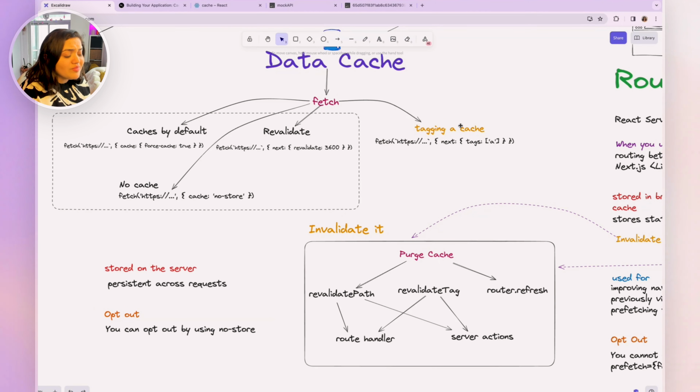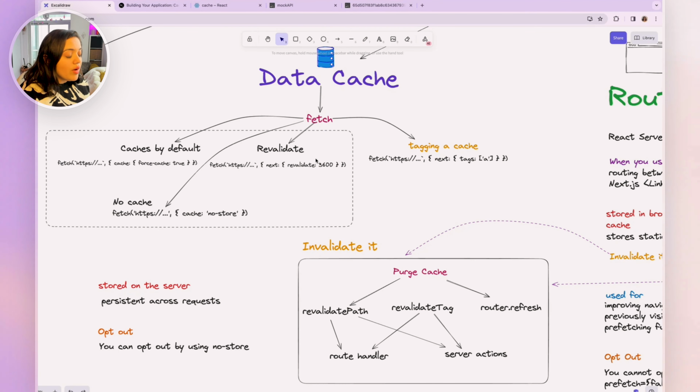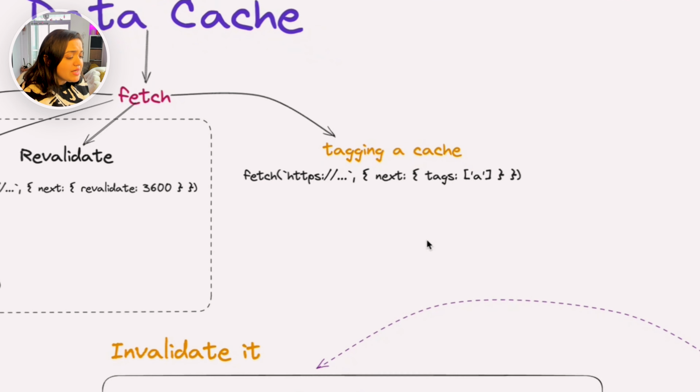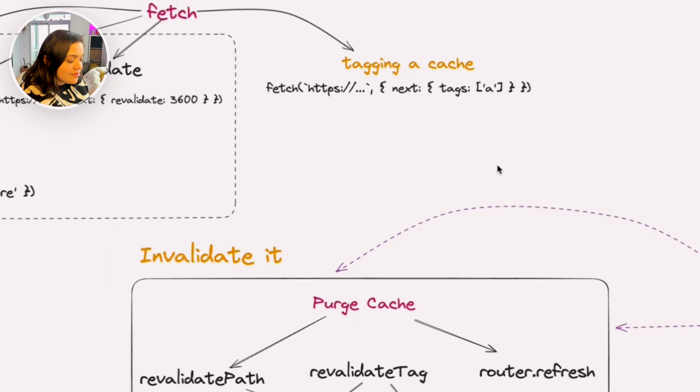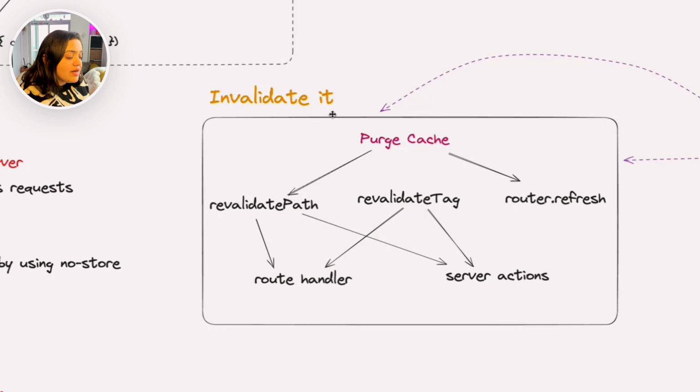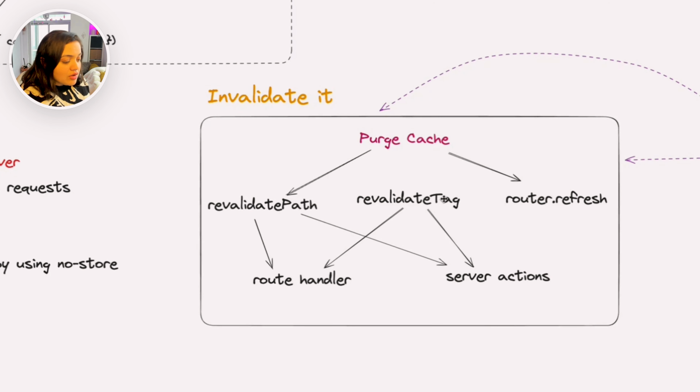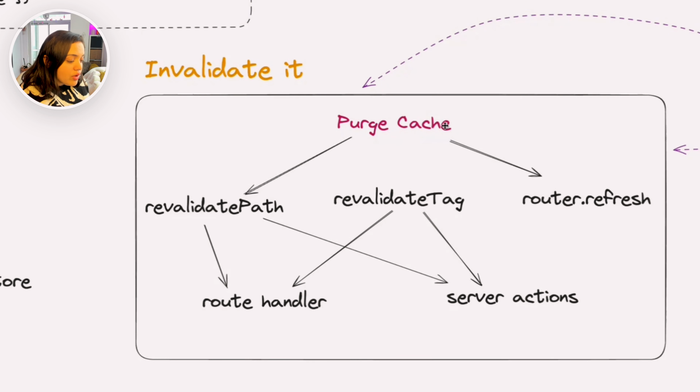Now let's talk about tagging a cache. Now let's say I want to go ahead and tag my cache. I don't want to opt into page level caching like we just saw, but I want to invalidate it, especially only when I get new data. So in that case, I could go ahead and use the fetch function to tag my cache by using next tags, and then I can go ahead and invalidate the data.